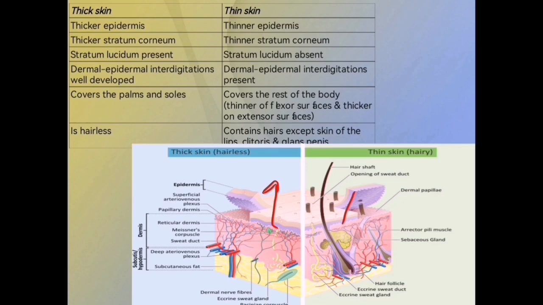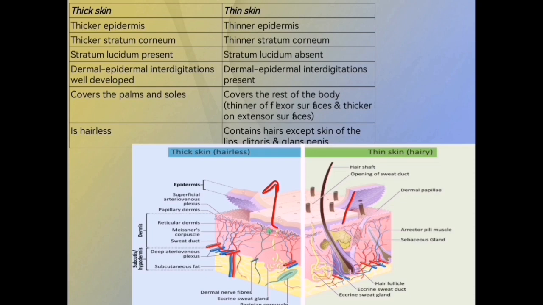So thick skin covers the palms and the soles of the feet, okay, and then thin skin is found almost everywhere else except the palms and the soles. However, thin skin is much thinner on flexor surfaces than on extensor surfaces.